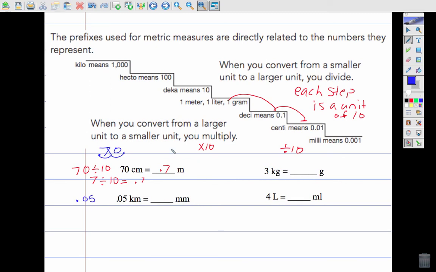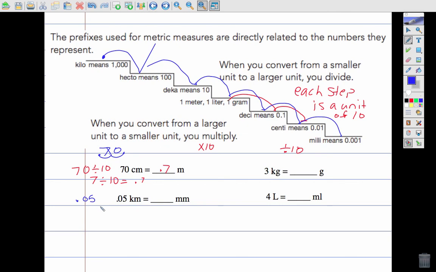So let's look at 0.05 kilometers, which is clear up here on the top. And I'm going to go all the way to millimeters. I need to see how many steps I'm going to do. So I'm going to go from kilo to hecto, from hecto to deca, to meter, to decimeter, to centimeter, to millimeter. So I went 1, 2, 3, 4, 5, 6. I went 6 steps.